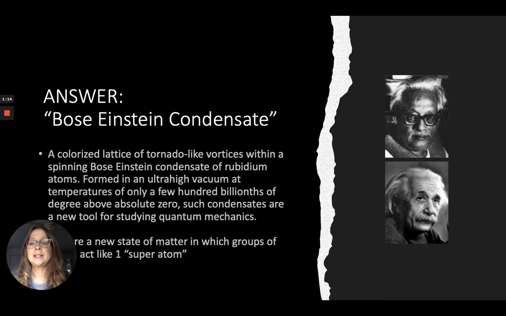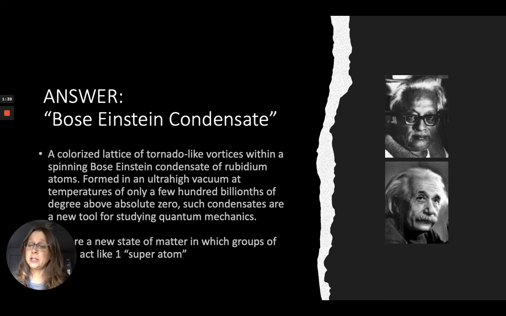It's a colorized lattice of tornado-like vortices within a spinning Bose-Einstein condensate of rubidium atoms. This Bose-Einstein condensate is formed in an ultra-high vacuum at temperatures of only a few hundred billionths of a degree above what's called absolute zero. Such condensates are a new tool for studying quantum mechanics.